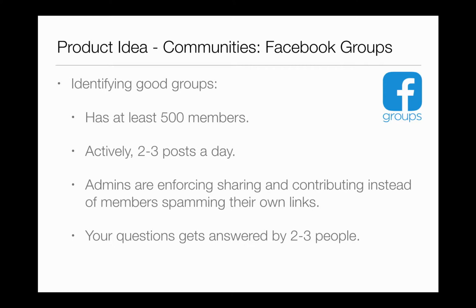So when you're going to join these Facebook groups, make sure that you join a Facebook group that has at least 500 members, posting pretty actively throughout the day. Admins are enforcing sharing and contribution instead of just people promoting and spamming the group. And you need to make sure that when you post questions to that group, people are actually responding. So that's kind of like the key indicators for a highly active and highly valuable group. So check out the Facebook groups, find some problems, ask some questions, and you'll then be making a few steps closer to finding your product.